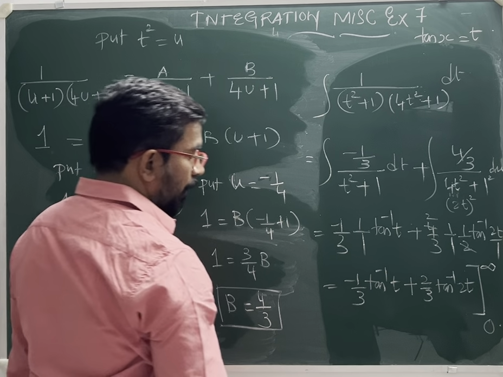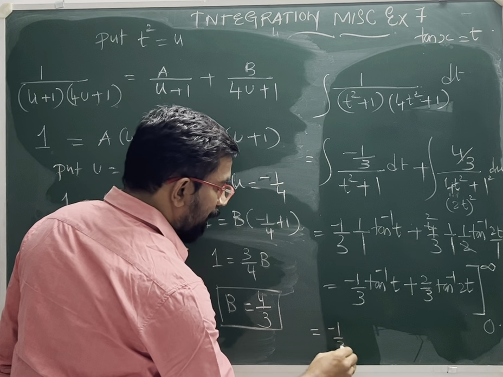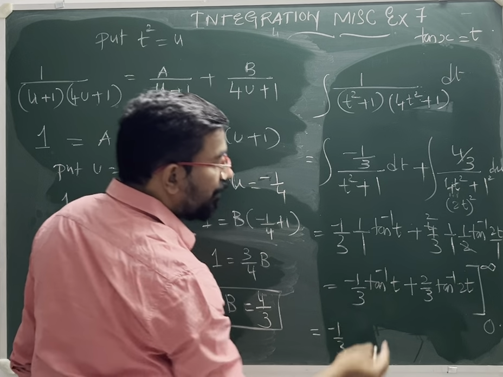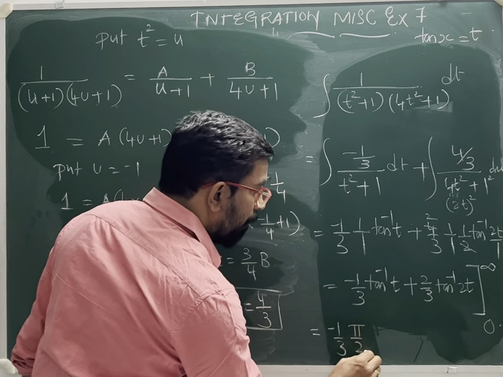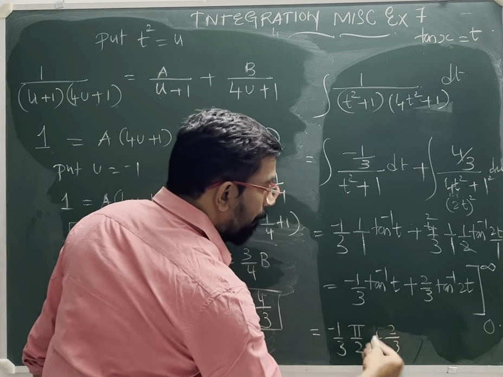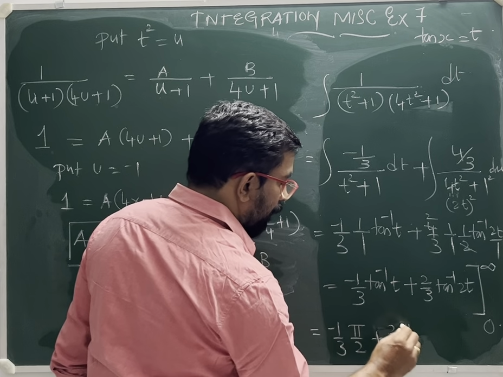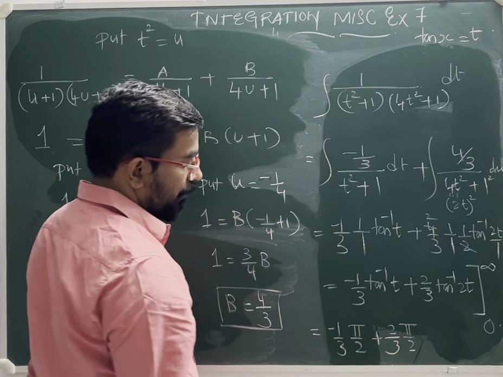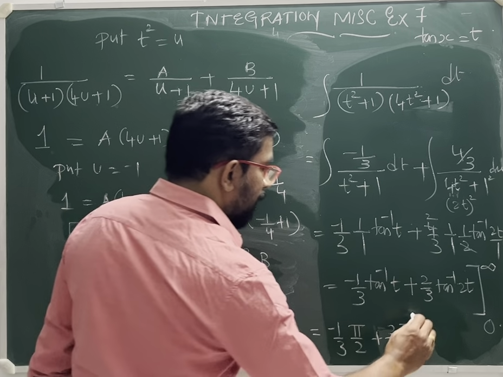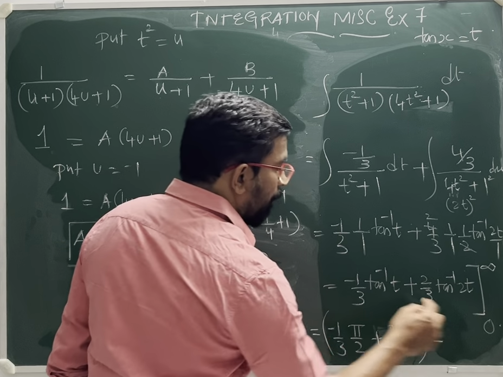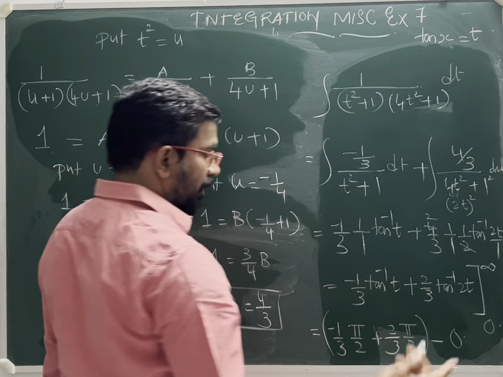Okay. Now we will apply the limit. So when you apply the limit, minus 1 by 3. When you apply infinity, tan inverse infinity is pi by 2 only. Plus 2 by 3. Here tan inverse 2 infinity, that also is pi by 2 only. 2 times infinity or 1 time infinity, infinity is infinity, that is pi by 2. This minus, if you apply 0, tan inverse 0 is 0. Both the times it will be 0. So that place you can ignore.